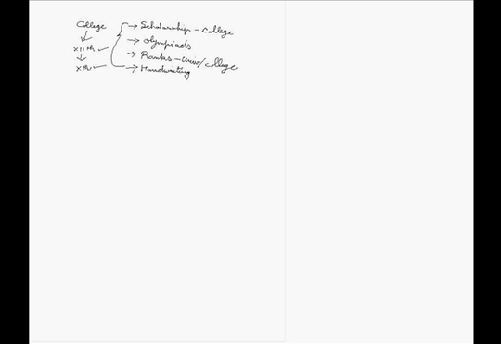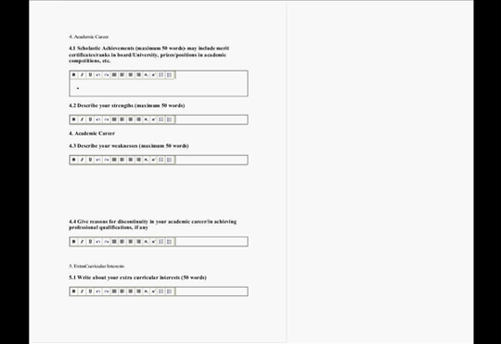Okay. The next question which I'm taking is describe your strengths. Maximum 50 words. Now, when we are talking about a strength, what can be our strengths? What is a strength? A strength is something which actually acts as an attribute in my advantage, to my advantage, right? So that is what you should mention.